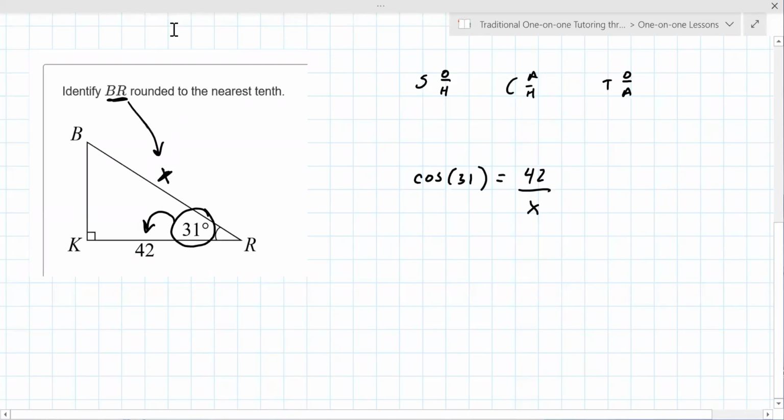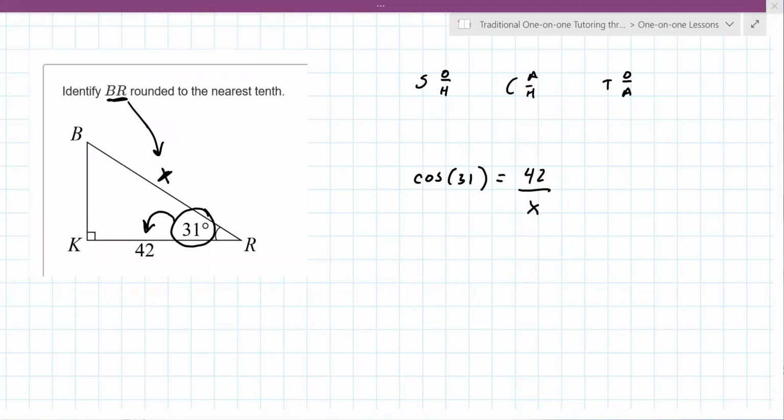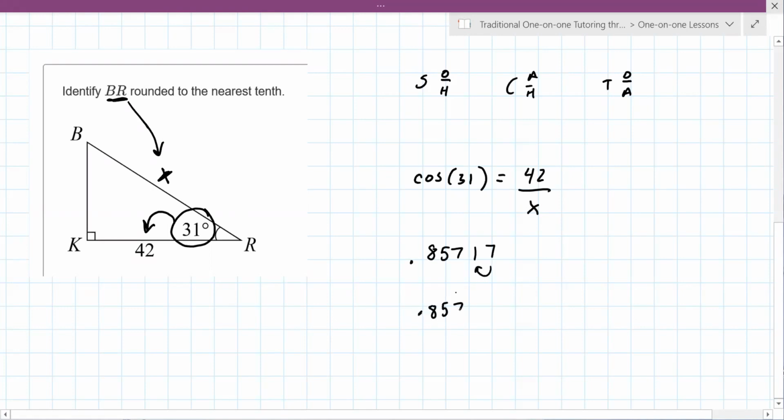So go ahead and calculate cosine of 31. I get 0.8571. But if you round that to 4 decimal places, what should it be? It should be 0.8572, roughly. Okay.